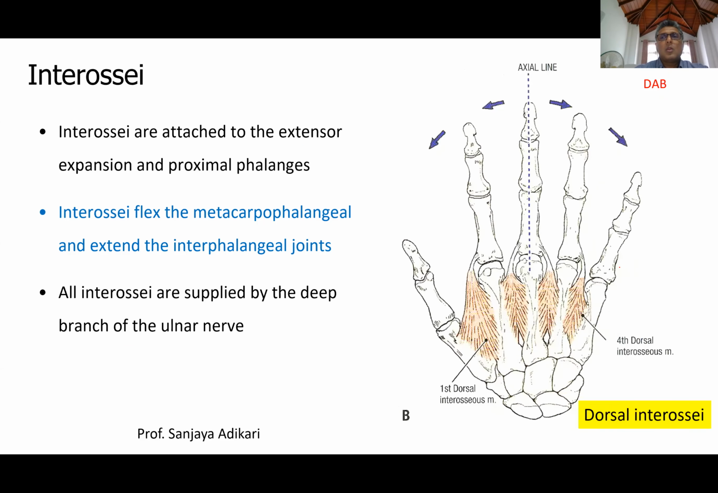Then dorsal interossei, the function is remembered as DAB, dorsal abduction. So usually you get 4 dorsal interossei, 1 to the index finger, then 2 to the middle finger, and 1 to the ring finger. You don't get dorsal interossei to the thumb or the little finger. They have their own abductors. So between the two origins of this first dorsal interosseous, you get actually the radial artery entering the palm, passing through the anatomical snuff box.